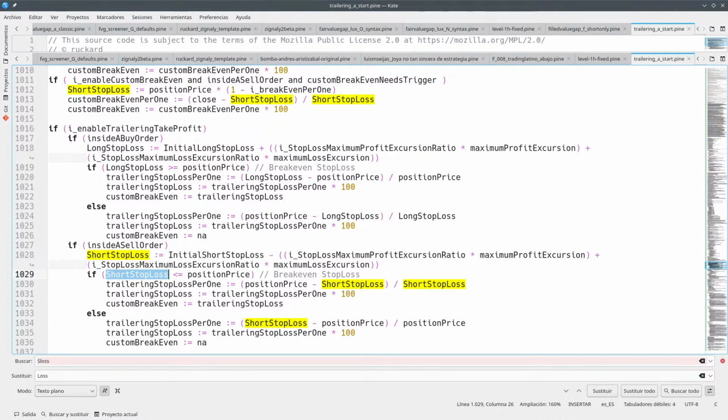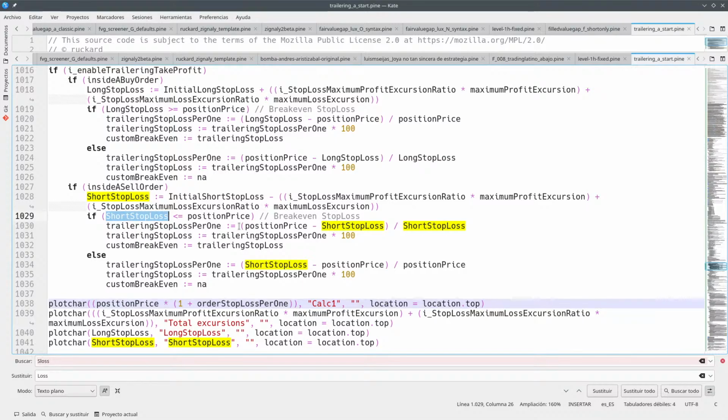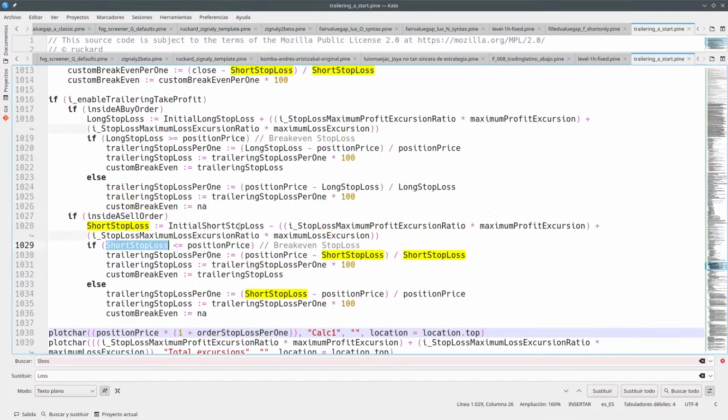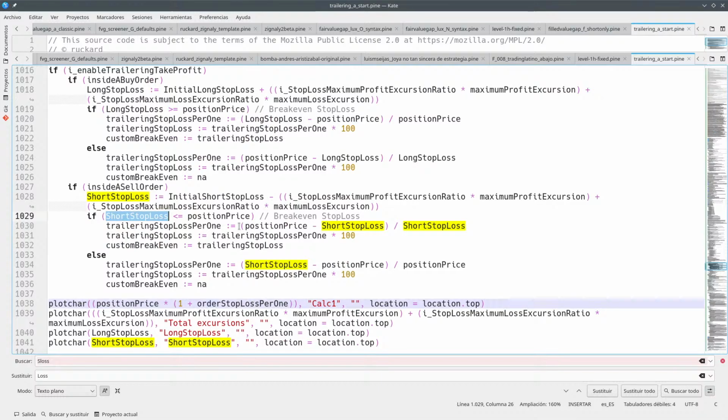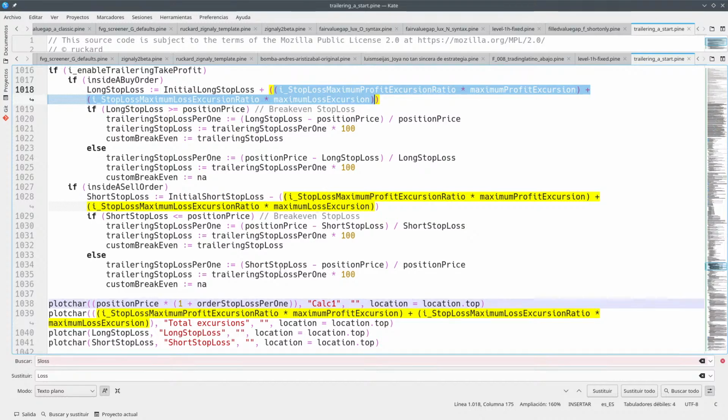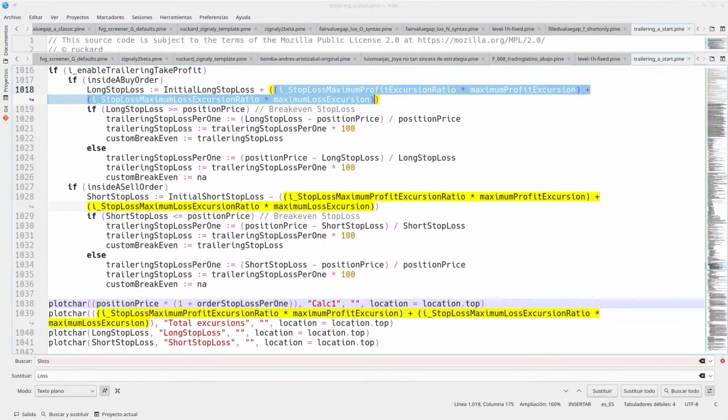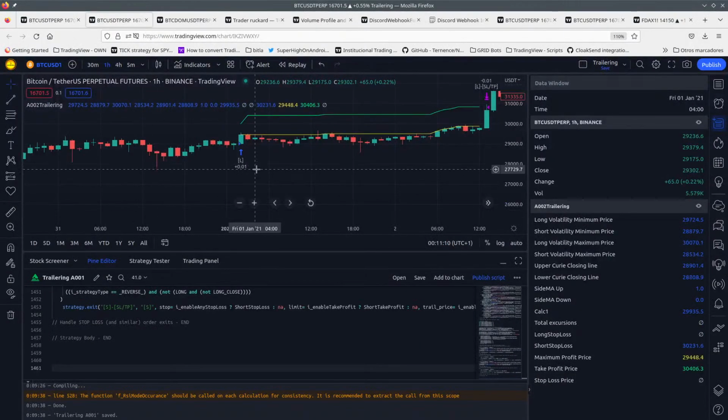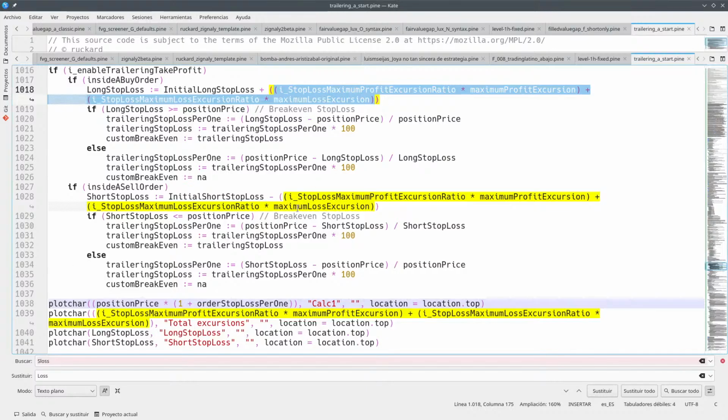So we should probably take a look at the long stop loss stuff, which was this calculation thing. Okay, this total excursions, which is used on long stop loss, is it NA or not? That's a good question. Is this total excursions NA? Yes, it is. So this might make everything go wrong.